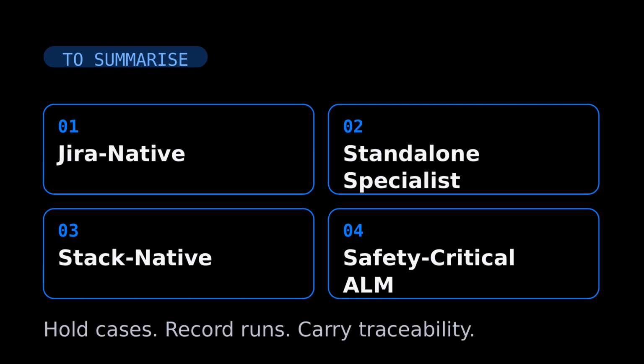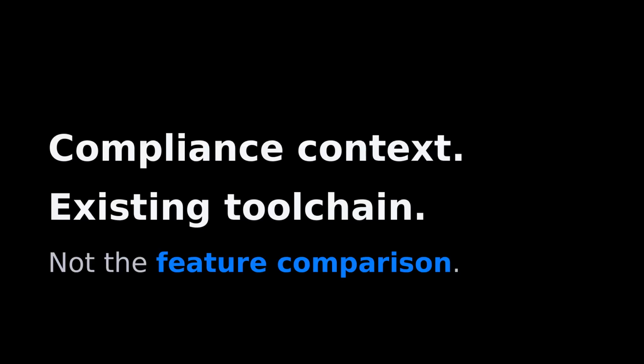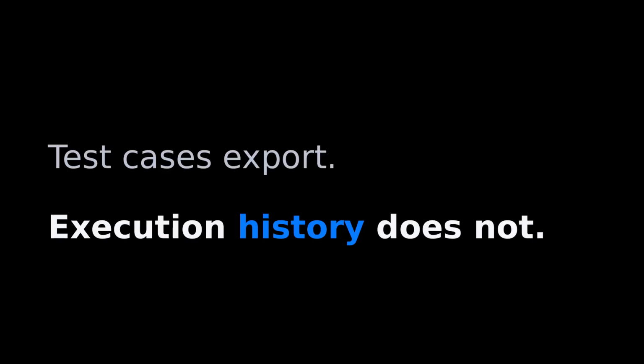So to summarize, there are 4 archetypes: the Jira native ones, standalone specialists, stack native ones, and safety-critical application lifecycle management tools. The tool must hold test cases, record runs, and carry traceability. The rest is differentiation. Your compliance context and your existing toolchain decide more than any feature comparison. Run a pilot with the real suite and a real report, because the execution history is what you cannot take with you.